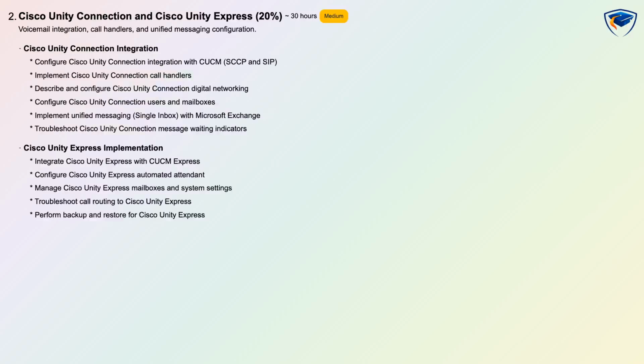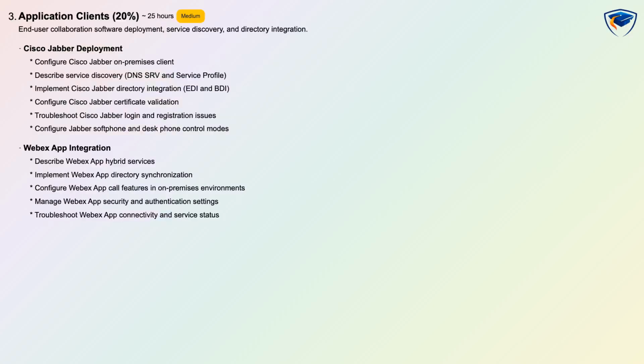Moving on to the second domain, Cisco Unity Connection and Cisco Unity Express. This domain focuses on voicemail integration, call handlers, and unified messaging configuration. You'll learn how to configure Cisco Unity Connection integration with CUCM, implement call handlers, configure digital networking, and troubleshoot message waiting indicators. Additionally, you'll learn how to integrate Cisco Unity Express with CUCM Express, configure automated attendant, and manage mailboxes and system settings.